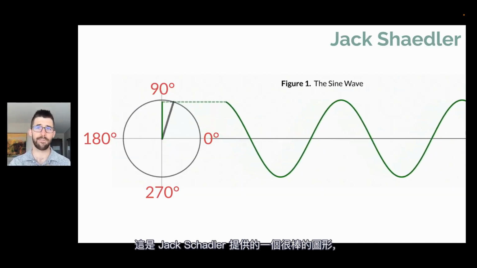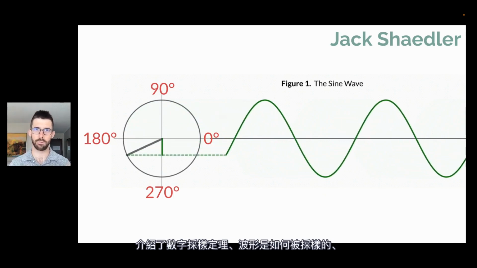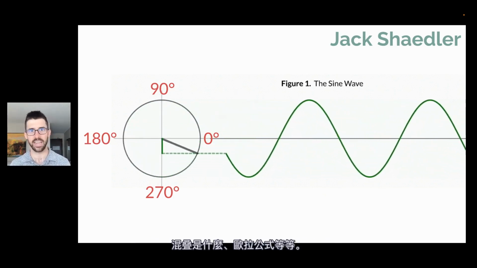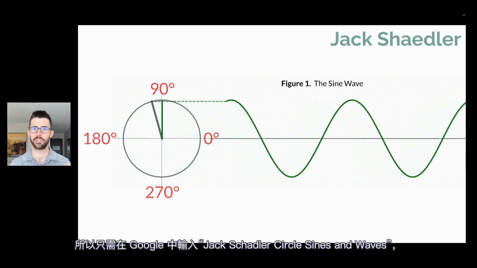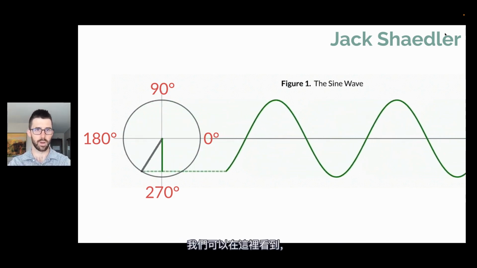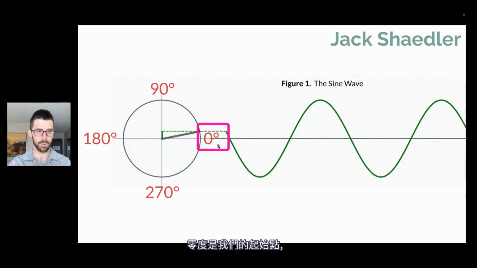So this is a great graphic from Jack Schaedler. He has a free website that walks you through digital sampling theorem and how waveforms are sampled and what aliasing is and Euler's formula and all that. It's great. So just put in Jack Schaedler circles, sines, and waves into Google and it'll come up. It's fantastic.